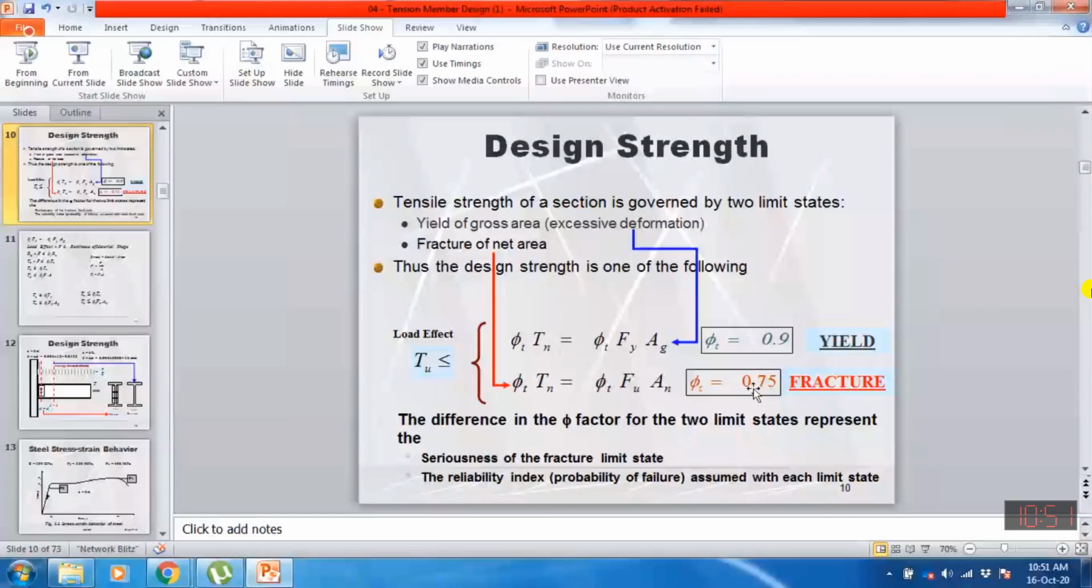Because yielding failure will not cause progressive failure or complete collapse of the structure, that's why we have reduced the material strength by just 10%. But actually, rupture failure is a serious failure. If this failure occurs, it may cause progressive failure or collapse of the complete structure. So here we have to use a larger phi t value, and these values are recommended by code. So design strength is computed either due to rupture at net area or due to yielding at gross area.